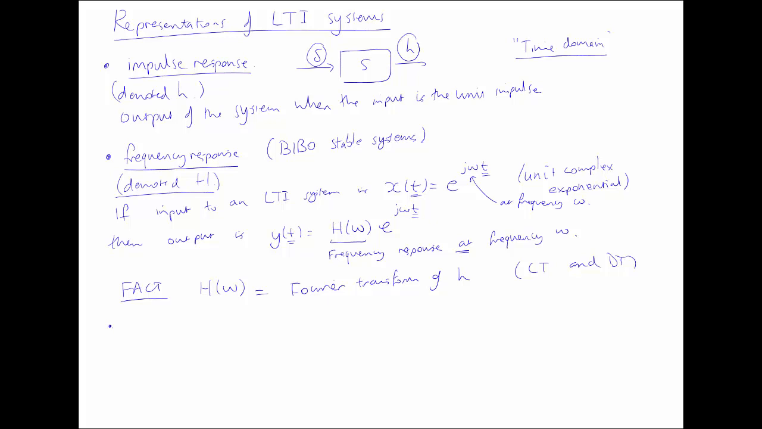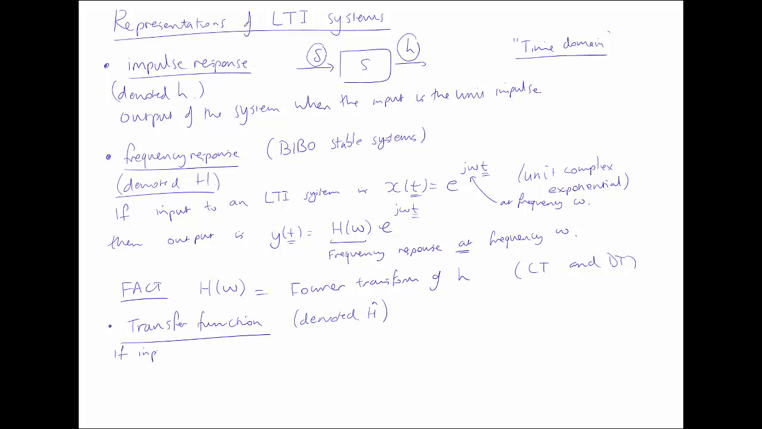The other key representation of a system we had is the transfer function. This is not just for BIBO stable systems, so this makes sense as a transfer function for all LTI systems. Everything in this slide is always for LTI systems. This is often denoted H hat.